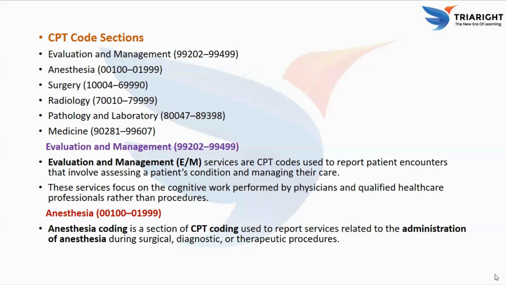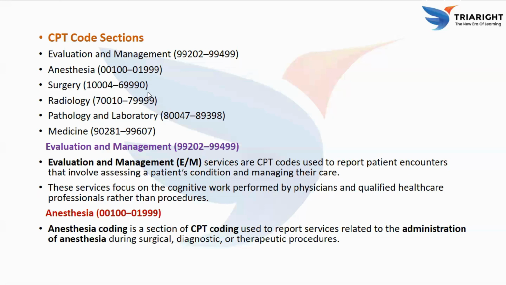Next is anesthesia. The code range is 00100 to 01999. So what is anesthesia coding? This is used to report the services related to giving the anesthesia. Anesthesia makes the patient sleep, feel no pain and stay comfortable during the procedures.